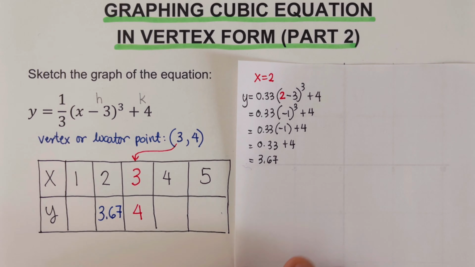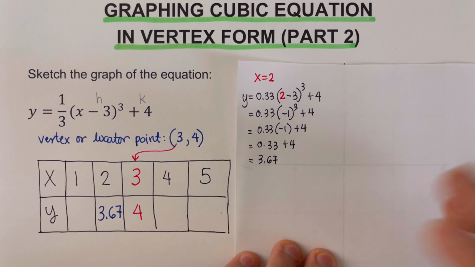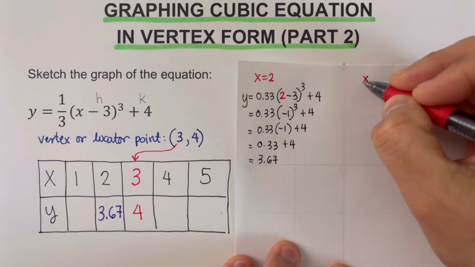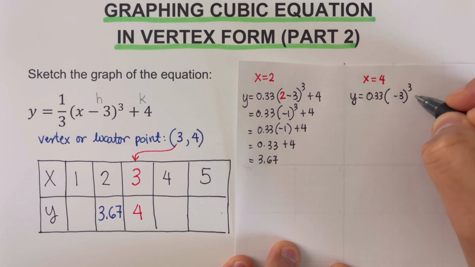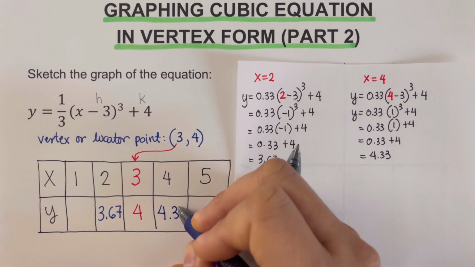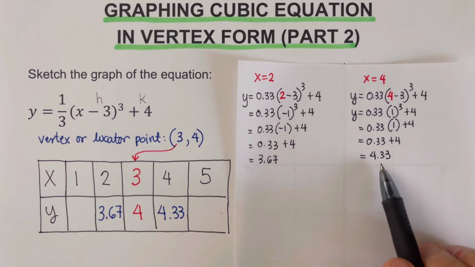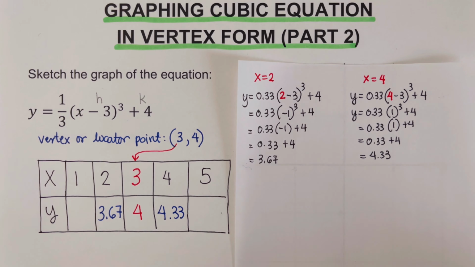Now we solve for the value of y when x is 4. I'm going to show the work on the side right here. The value of y when x is 4 is 4.33. Now we are going to determine the rest of the values when x is 1 and when x is 5, and I'm going to show the work on the bottom side right here.